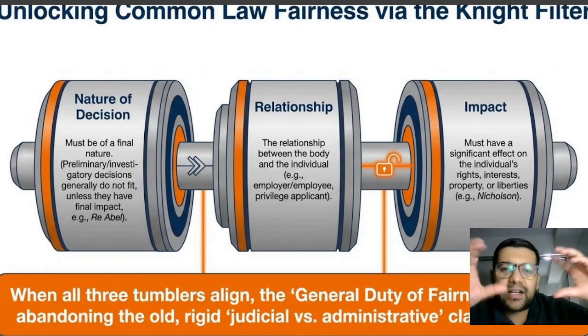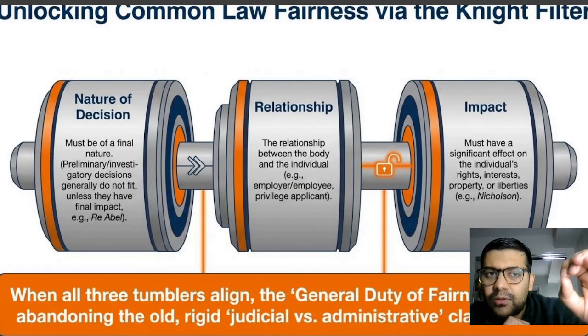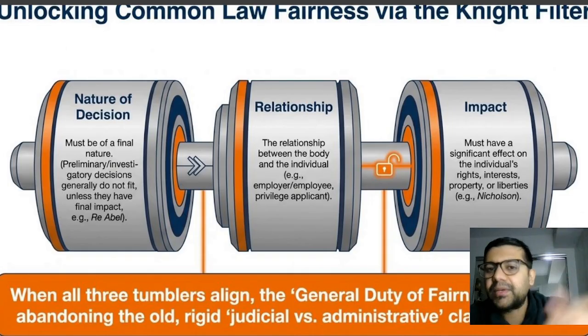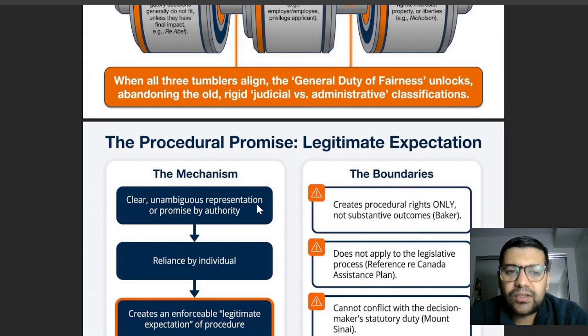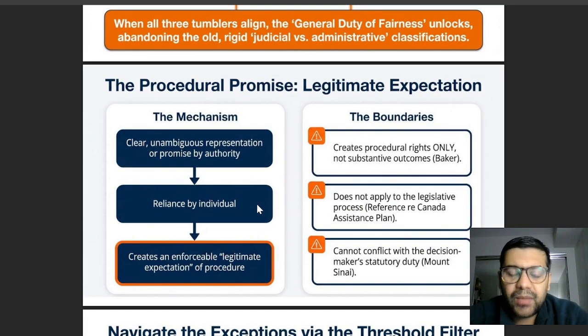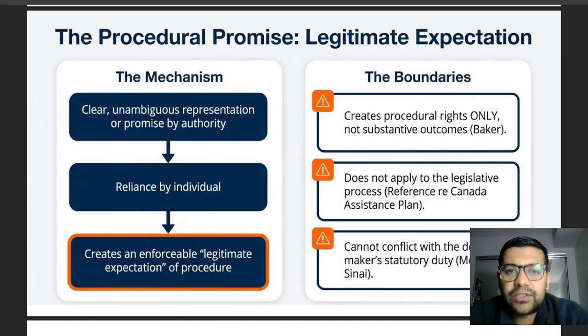If these three are aligned, your question is going towards common law. The three prong test here, which I showed you, is triggered. The next step is how much procedural fairness is owed, right? So you have understood this fairly, I believe. And then we go for the procedural promise.